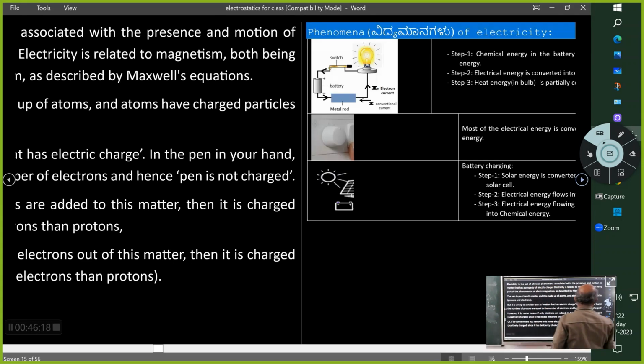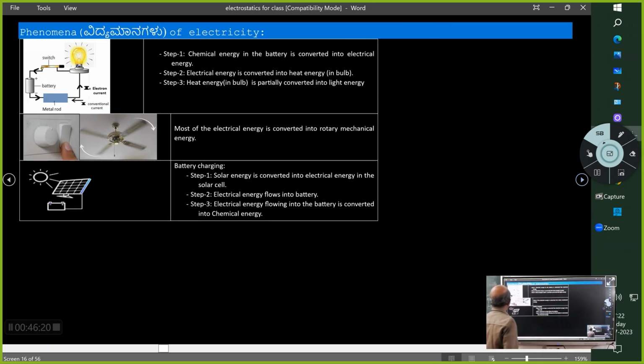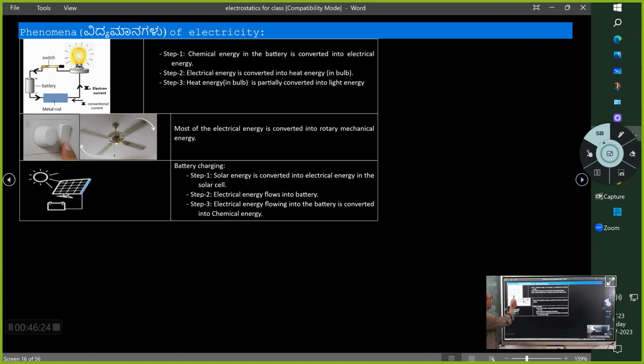Now, here you see the phenomenon. So here is the battery. I just close the switch, the bulb glows. Hello, understood? What all is happening here? Chemical energy in the battery is converted to electrical energy. Electrical energy is converted into heat energy. And then heat energy in the bulb is partially converted to light energy. Got it? Any confusion here?